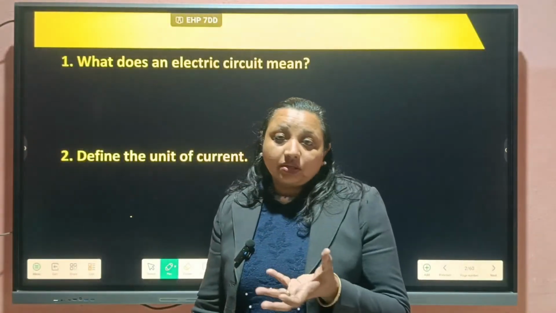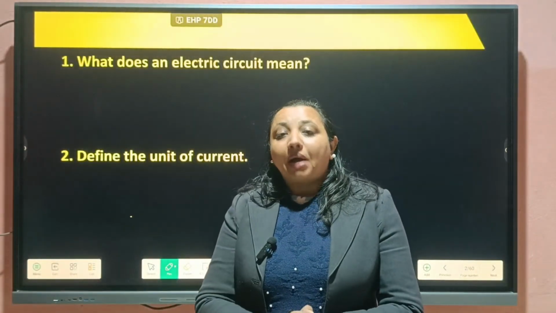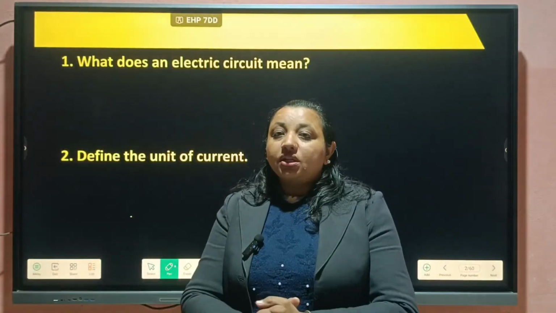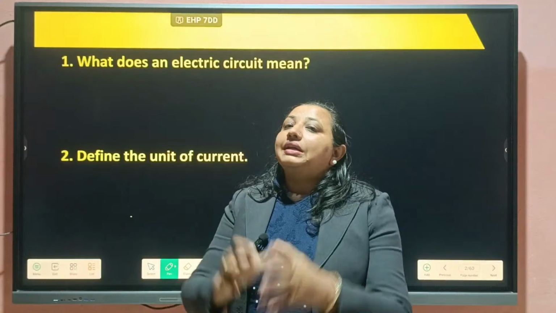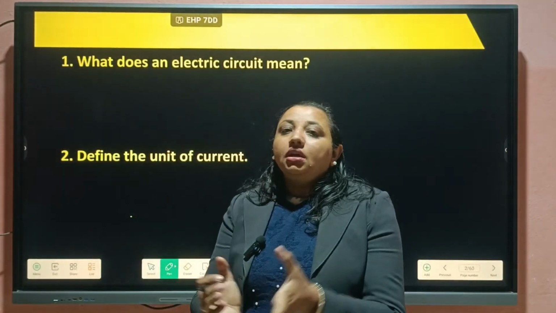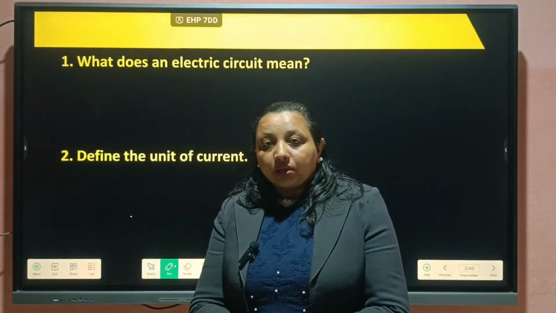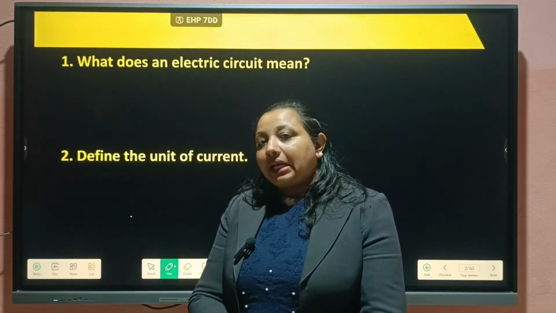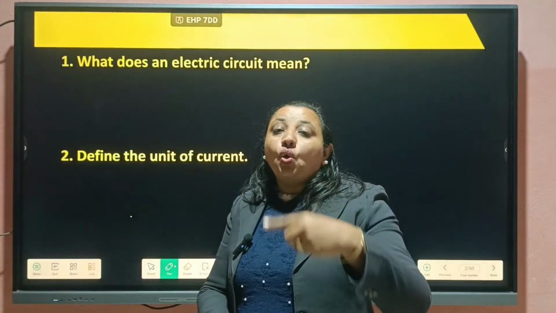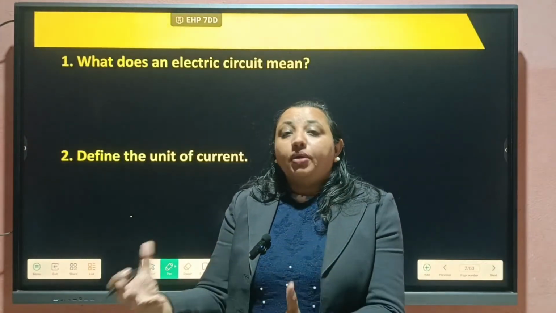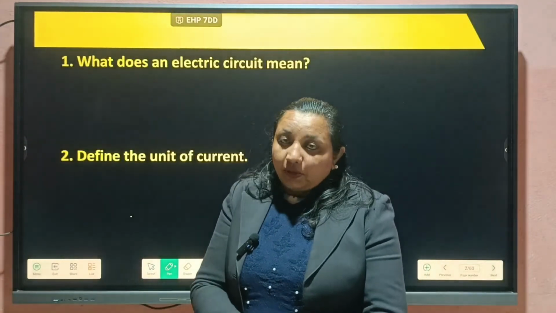Also, to draw the electric circuit. So an electric circuit is a path in which the electric current flows. Several electrical components are connected in it. It may be closed and it may be open. What is an open electric circuit? One in which the path is not closed, and current does not flow in an open circuit.